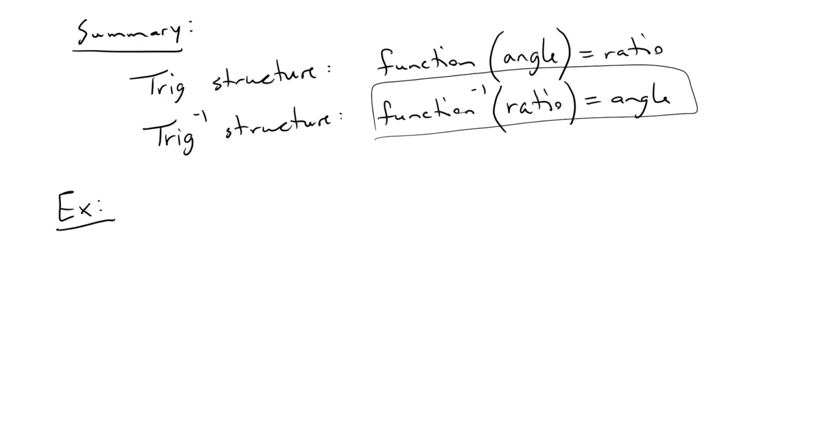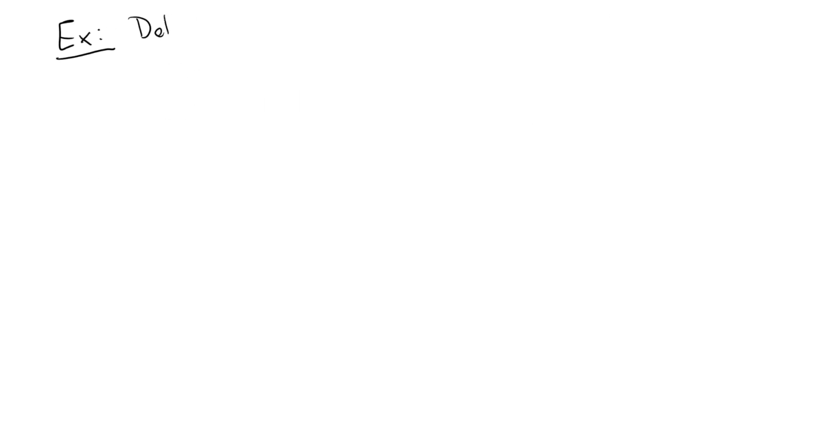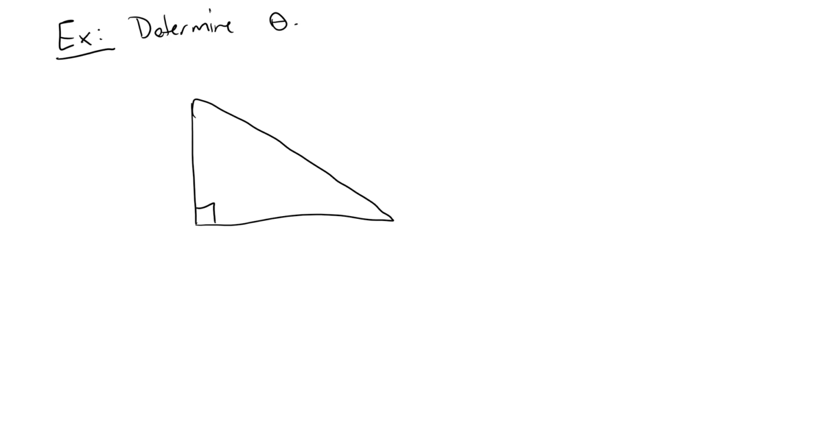So let's see another example. Determine theta. So we've got a right triangle. Again, this only works with right triangles. And let's say that theta is this angle, and let's assume that we have the vertical side is 4 and the horizontal side, in this case, let's say is 6. Now, just so we understand, you could find the hypotenuse using the Pythagorean theorem. That would be the square root of 16 plus 36, so that's the square root of 52. So now you have lots of options for calculating theta.